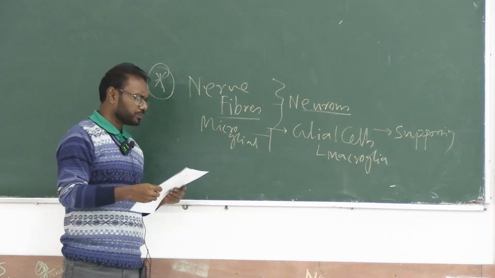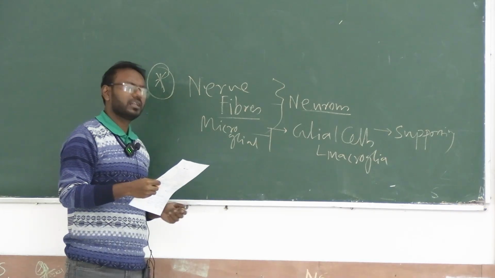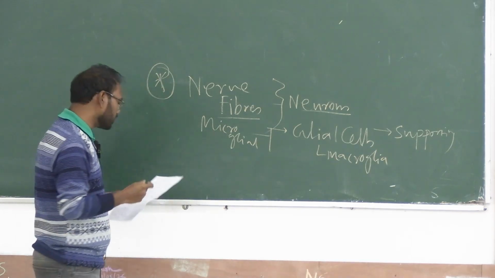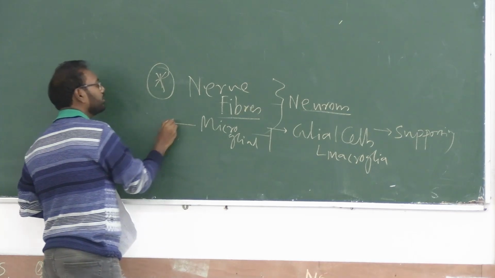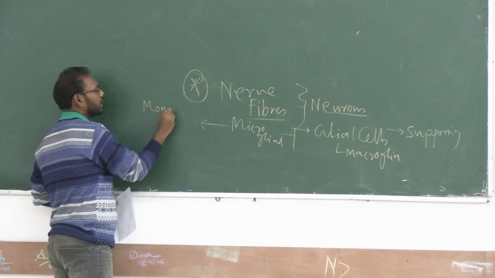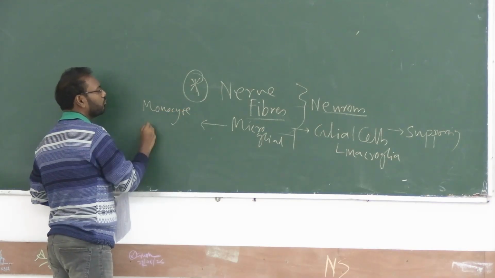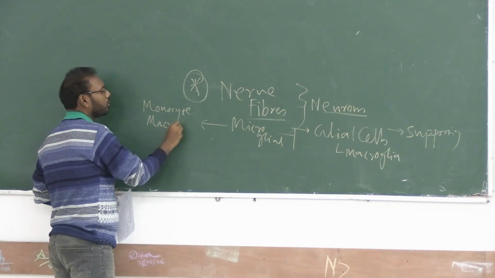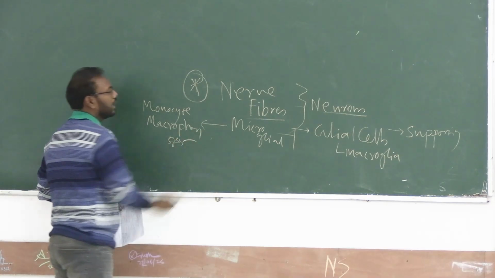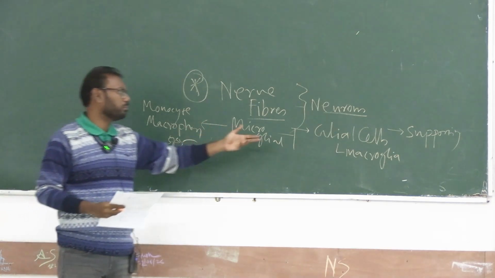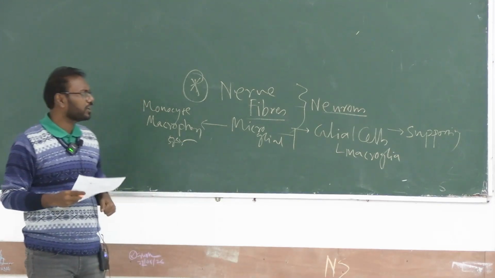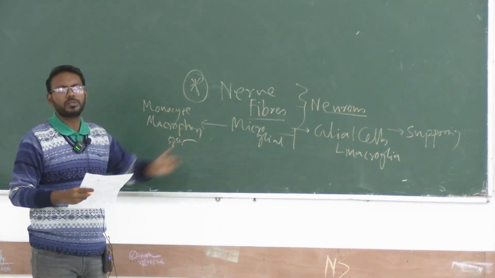These microglial cells are actually derived from your monocyte-macrophage system. And the macroglial cells are actually the most important in case of this transmission.